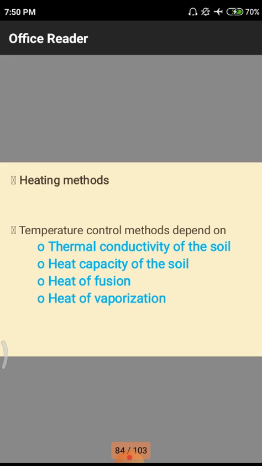Simply, they will absorb the heat content and transfer it, and they will stabilize due to these conductivity properties. Simply, the thermal conductivity of the soil is responsible for all those things.